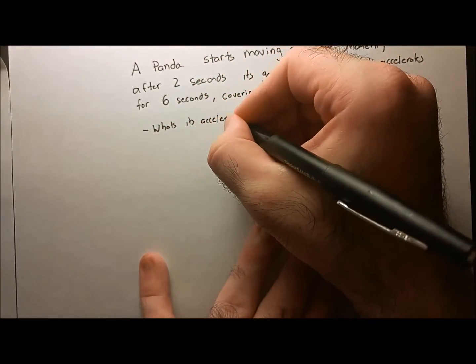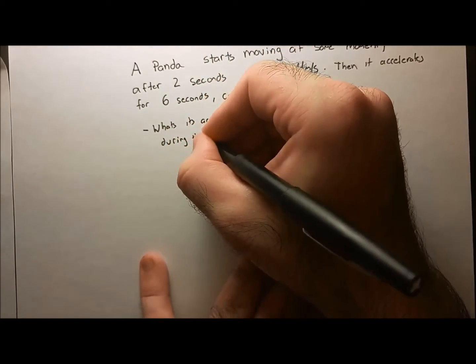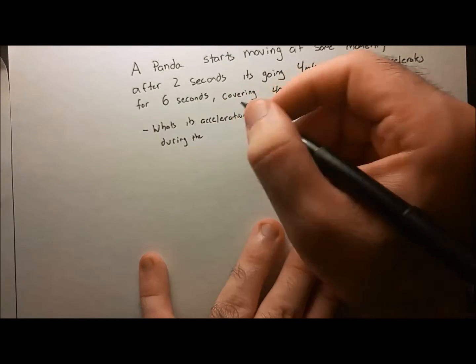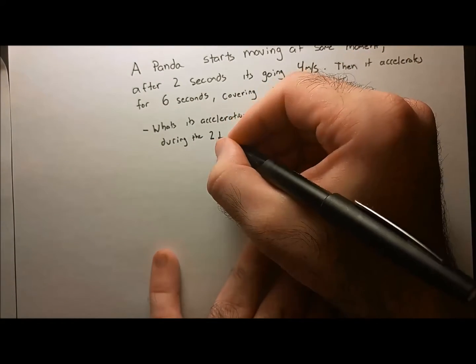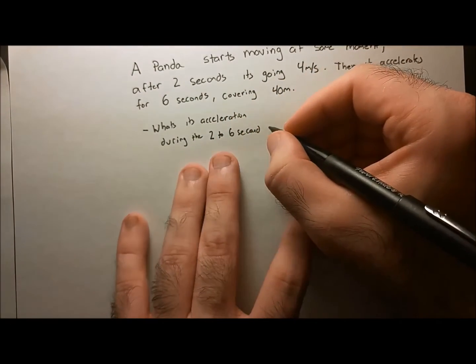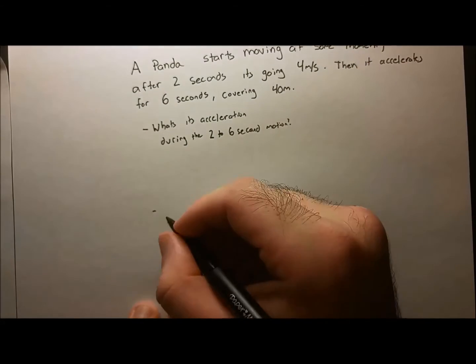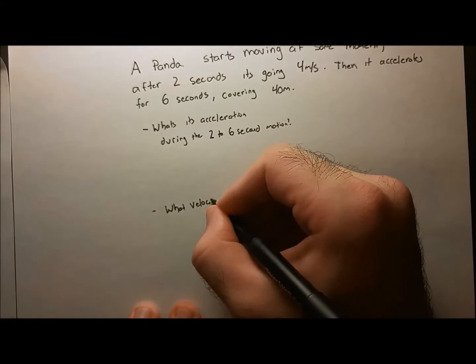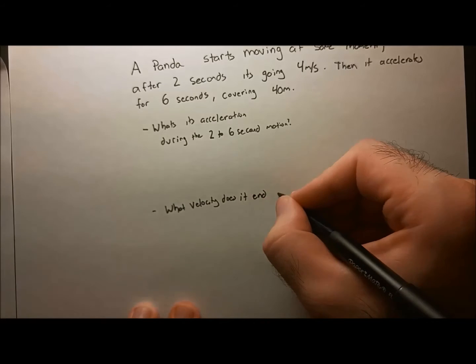So the scenario you have right here is a panda starts moving at some motion. After 2 seconds, it's going 4 meters per second. Then it accelerates for 6 seconds, covering 40 meters. What's its acceleration during the 2 to 6 second motion? And then finally, what velocity does it end at?